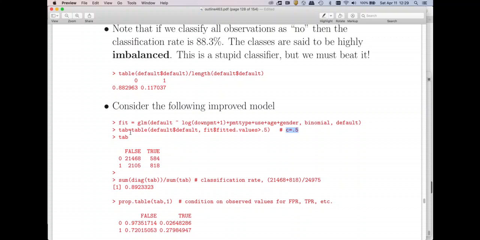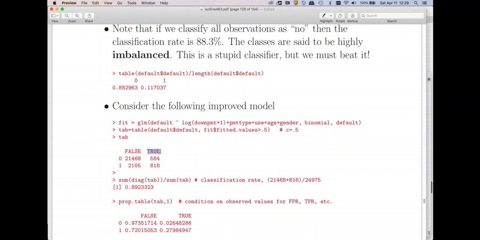So I can make a confusion matrix with just the table command. Let's be consistent with my confusion table before. I'm going to put the true value, so these are the actual values. The customers who actually default are in this row. The customers who actually don't default are in the top row. And then across the top, we have our fitted values. If the fitted value is greater than 0.5, you're called a true. So true in this case means my model says you're going to default. False means my model says you're not going to default.